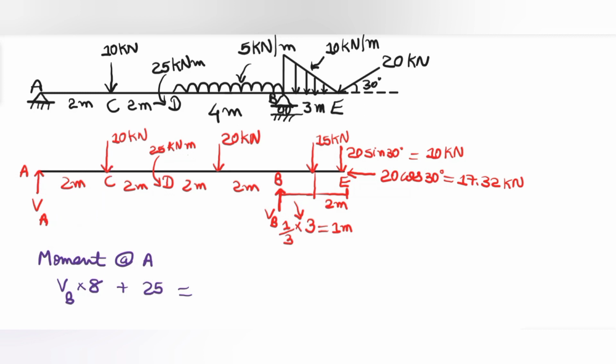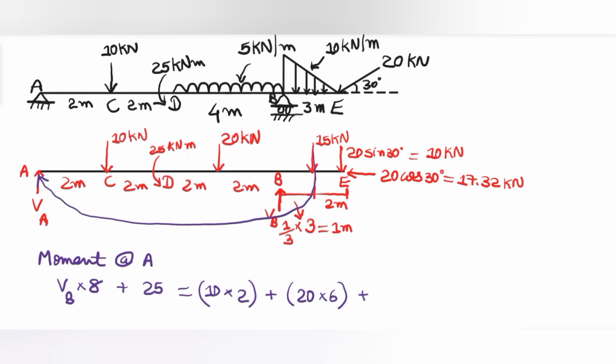Then this 10 into 2, it will be clockwise moment. Then we have 20 into 6 because 2 plus 2 plus 2, that is 6. Then because of the 15 kilonewton there will be a clockwise moment. 15 into the perpendicular distance, which will be 2 plus 2 plus 2 plus 2 plus this 1 meter will also come, because it starts from here, so it will be 9 meter total.